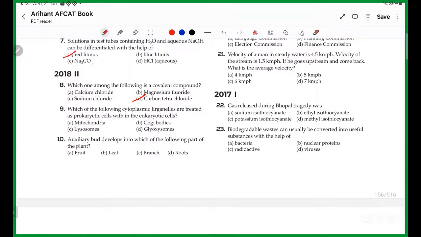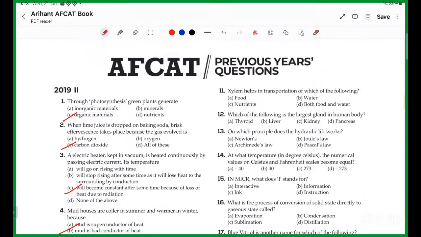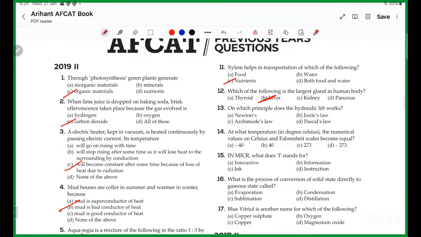Which of the following cytoplasmic organelles are treated as prokaryotic? Mitochondria. Axillary bud develops into which of the following parts? Xylem helps in transport of nutrients. Which of the following is the largest gland? Basically liver. On which principle does the hydraulic lift work?